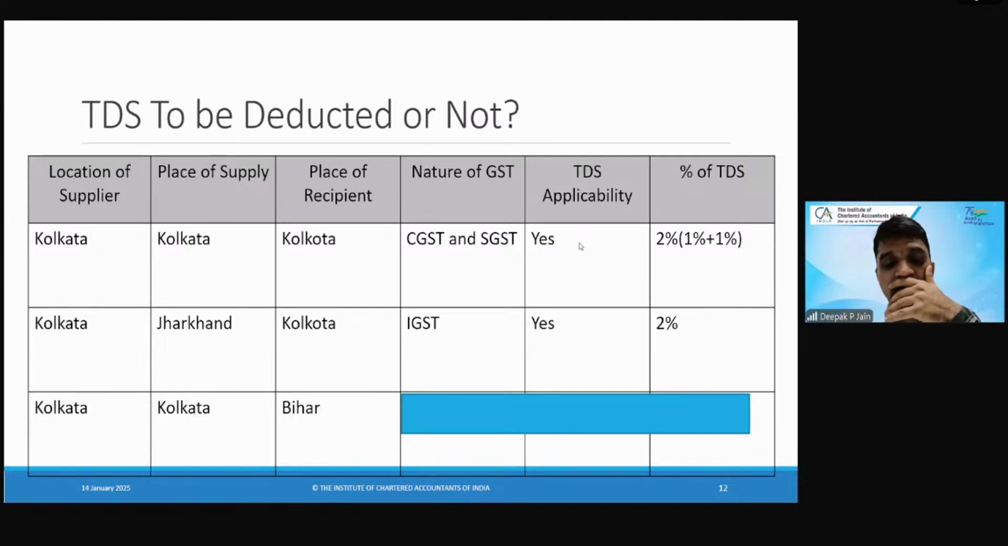What is the nature of supply in the third case? What is the nature of GST? When the supplier is supplying to a recipient in Bihar, he will charge GST, no? That nature of GST will be what? CGST, SGST or IGST? Bhumika Agarwal, can you unmute yourself? Why are you saying GST is applicable?